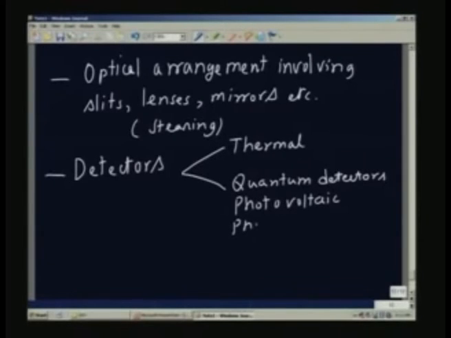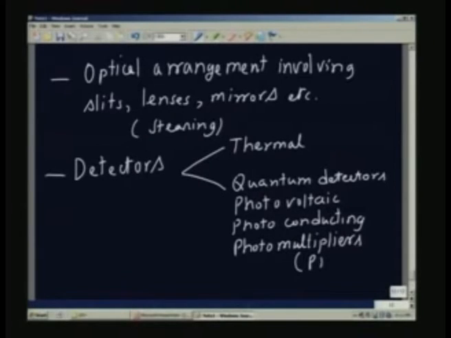So, we can say usually photovoltaic and photoconducting, which means the resistance of some element is going to change in the presence of a radiation field, or it may be photomultipliers. These are also called PMTs. These photomultipliers come with different materials, so that they will respond in different regions of the electromagnetic spectrum, and they are the most sensitive. The photomultipliers are the most sensitive of all the detectors we have talked about.